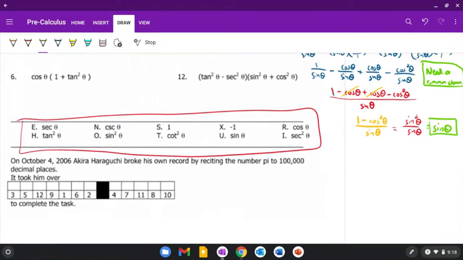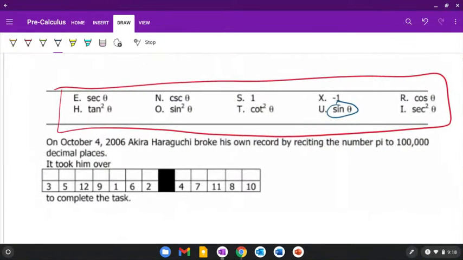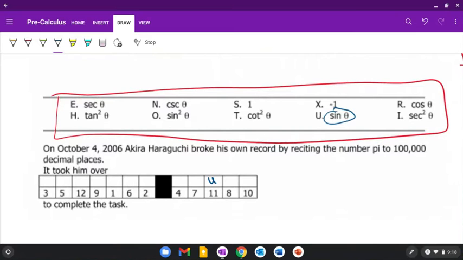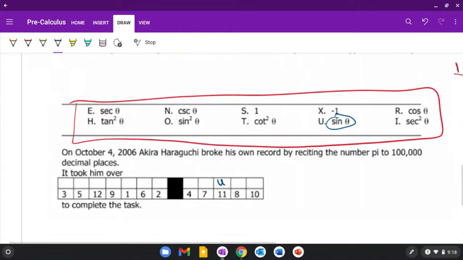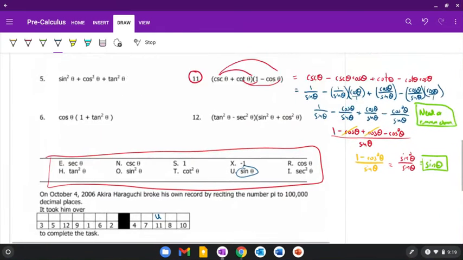All right, so now we find the match. The match we had was sine theta, which is right here, and that corresponds with a U. So that was problem number 11. I'm going to go down to the 11 blank down here and put a U. Okay. So after you've done all 12, it will answer the question. On October 4th, 2006, Akira Haraguchi broke his own record by reciting the number pi to 100,000 decimal places. It took him over blank blank to complete the task. So you will figure that out if you get through all of these.